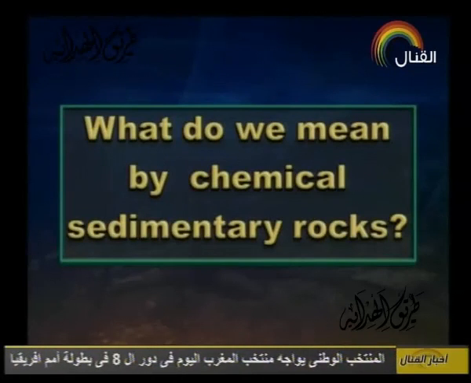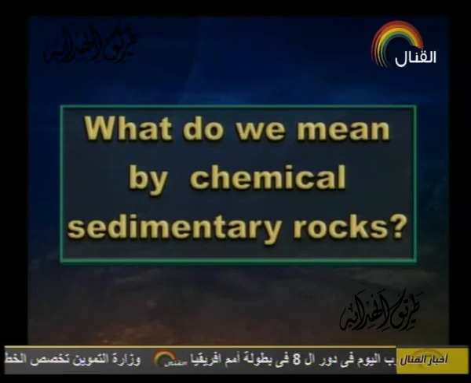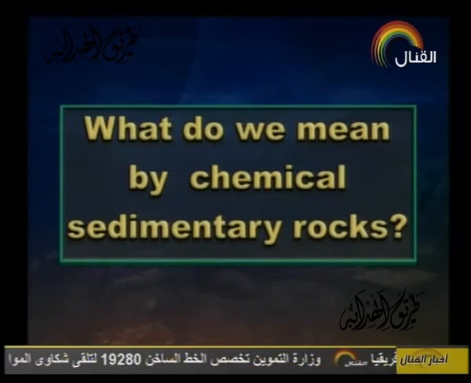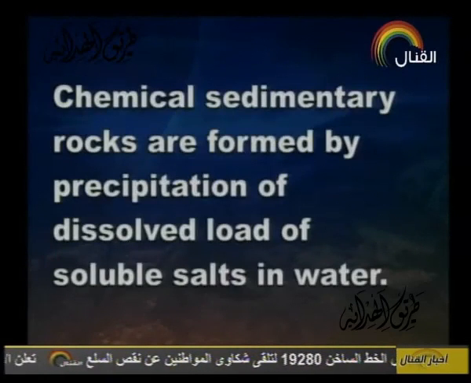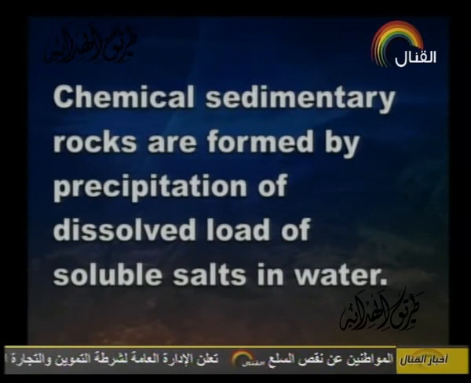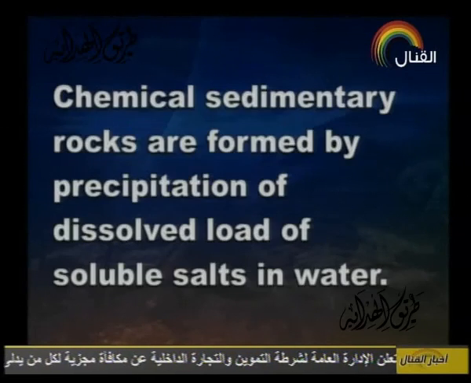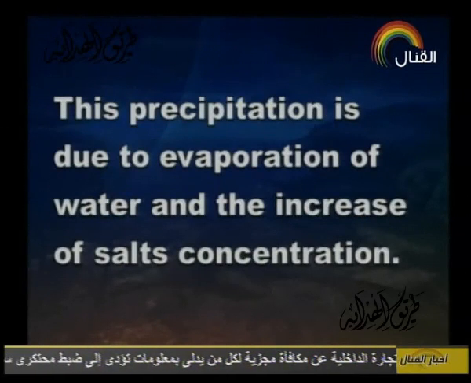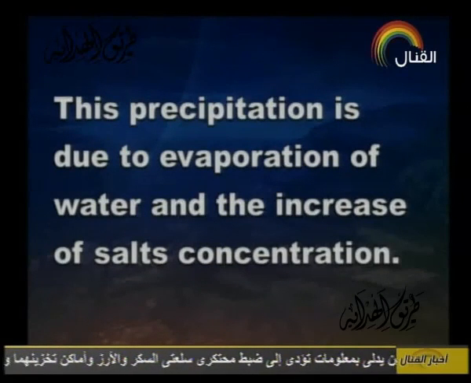My dear students, let's go to this type of sedimentary rock, which is chemical sedimentary rocks. What do we mean by chemical sedimentary rocks? Chemical sedimentary rocks are formed by precipitation of dissolved load of soluble salts in water. This precipitation is due to evaporation of water and the increase of salts concentration.